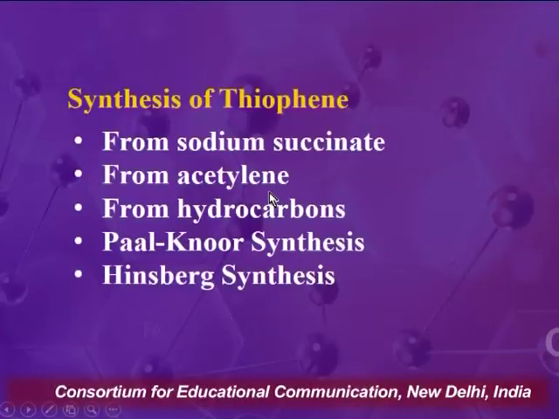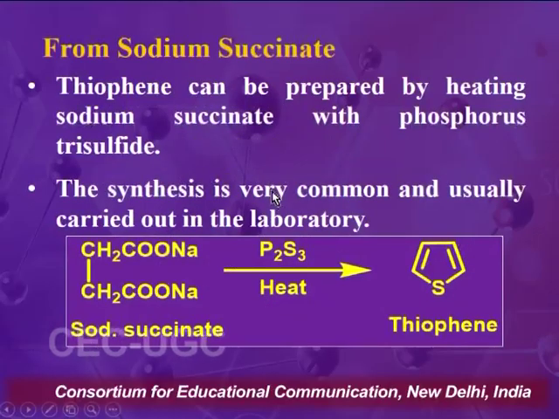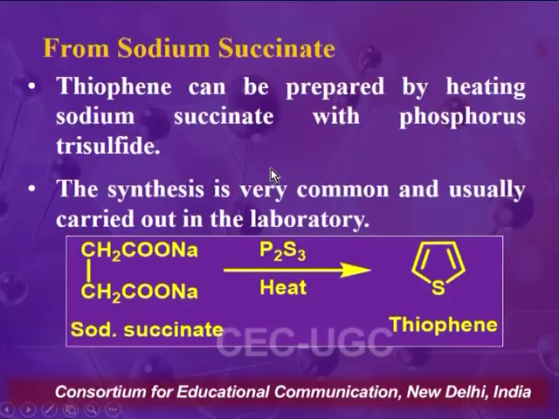Now we are going to discuss the synthesis of the thiophene molecule by using different methods. These different methods will be the synthesis from sodium succinate, synthesis from acetylene molecule, and from hydrocarbons, Paal-Knorr synthesis, and the last will be Hinsberg synthesis. So let's start with the synthesis of thiophene from sodium succinate.